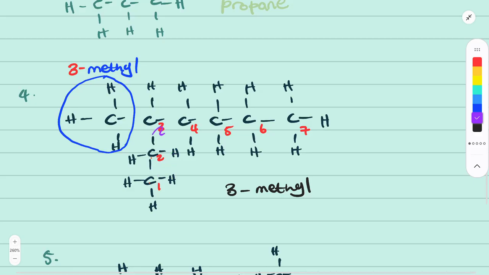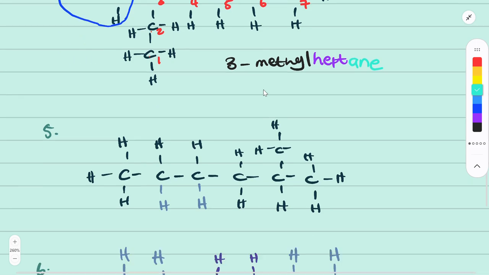And then we go to the parent or the root. The parent has how many carbons? It has 7, and 7 is hept. After that, what are we going to say? This has single bonds between carbons in the parent chain. So it means that the suffix of this molecule is going to be ANE. Right. And then let's move to the next molecule.